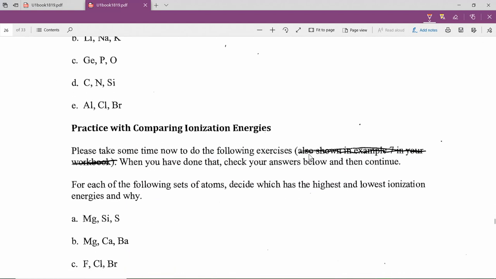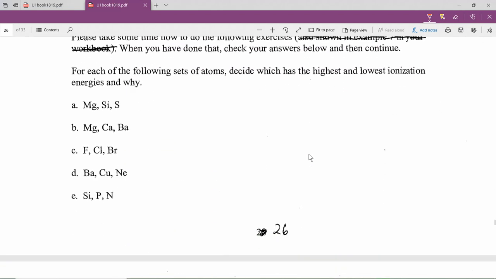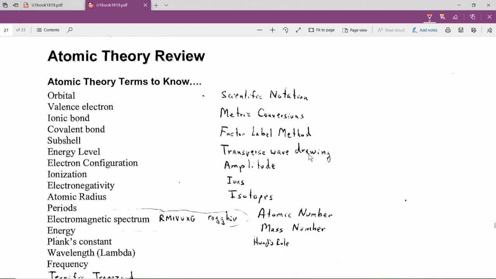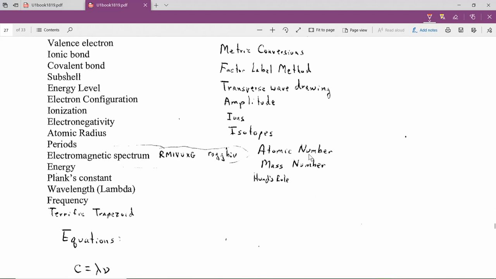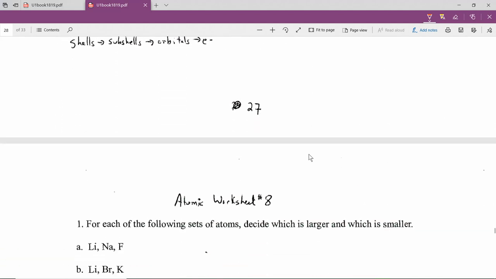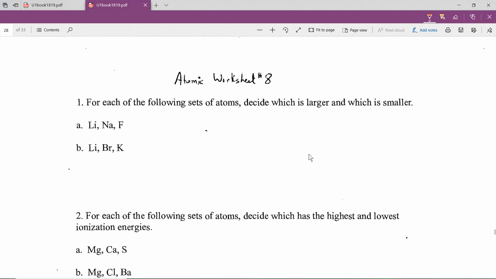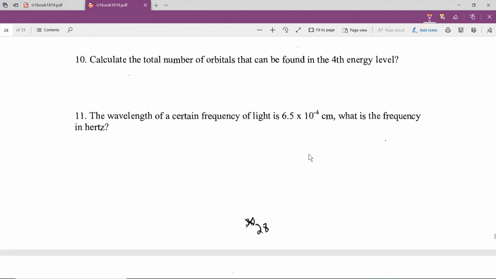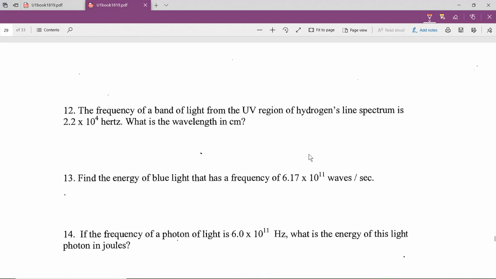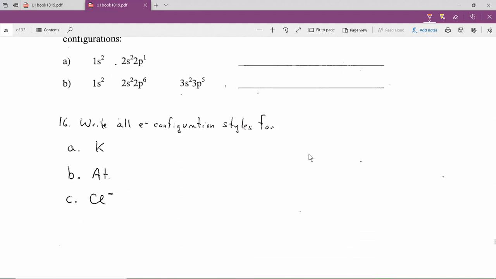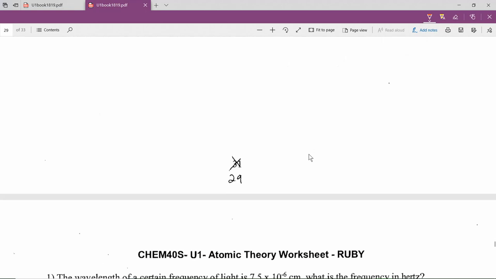Atomic worksheet number 7, periodic trends. You can try those if you want. And here's a review because we're going to have our first test coming up soon. So here's some terms you should know, equations, and another worksheet there about periodic trends, atomic worksheet 8, page 28. Then there's some more examples, and then we go to page 29.